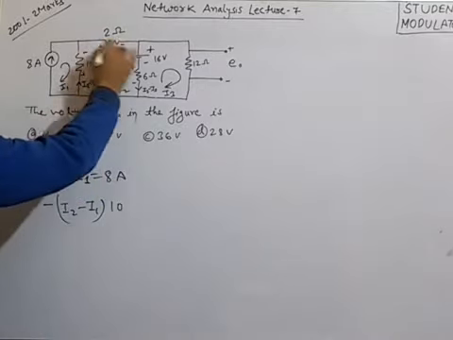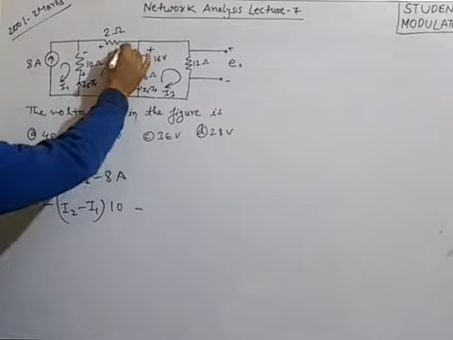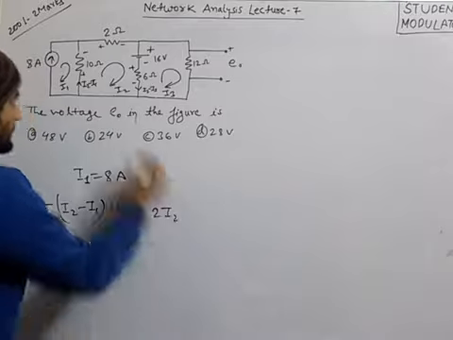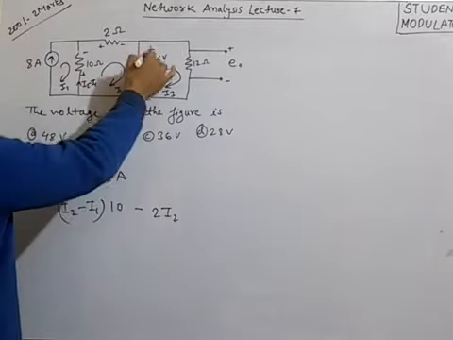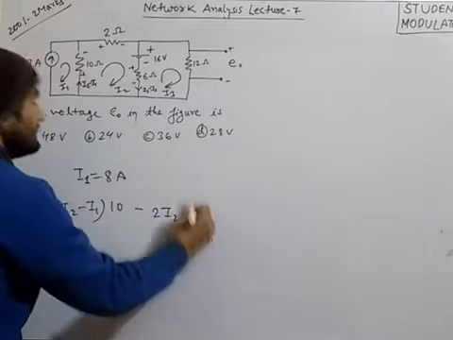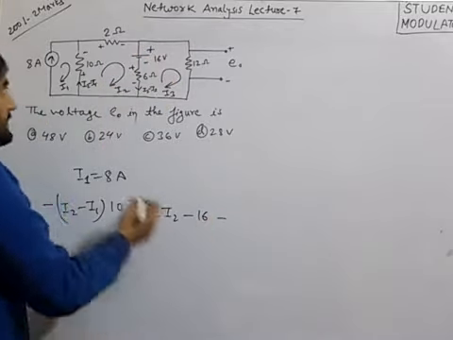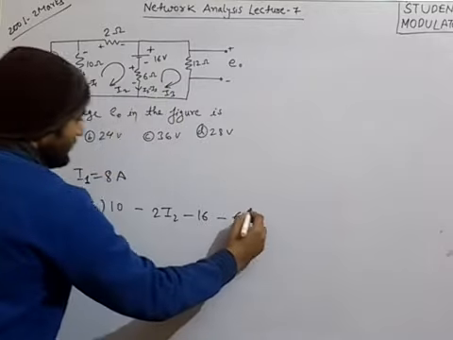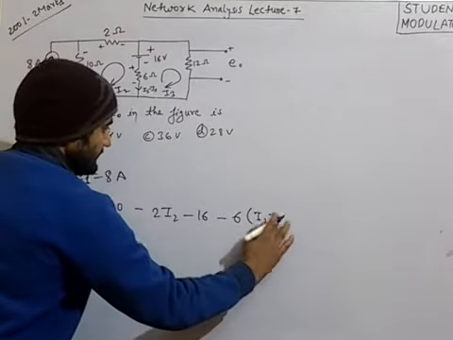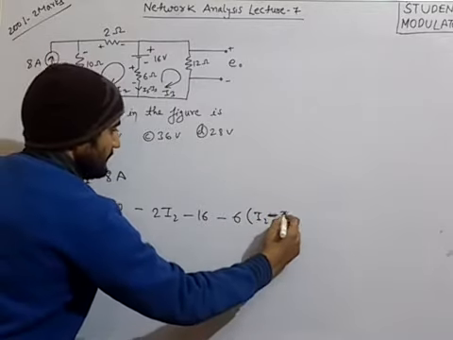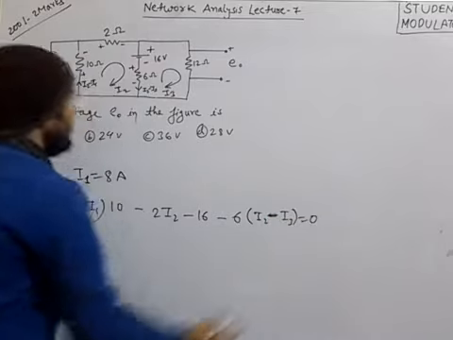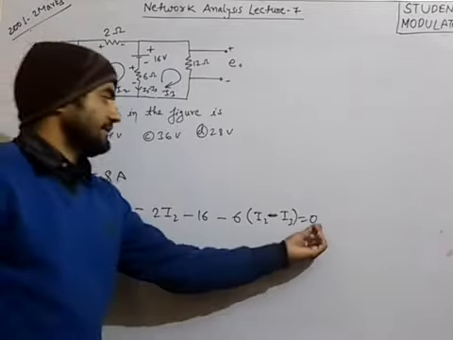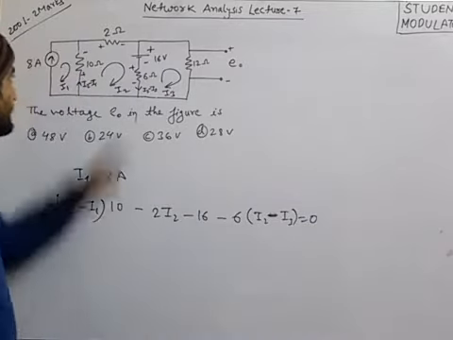Now only I2 is flowing in this one, so again exiting polarity, minus 2 I2. Again exiting polarity, minus 16, this is only the voltage source. Next minus 6 into the current I2 minus I3, and that's it. We have put all the terms, the KVL is over, and we equate it to 0. This is the KVL equation for this mesh.